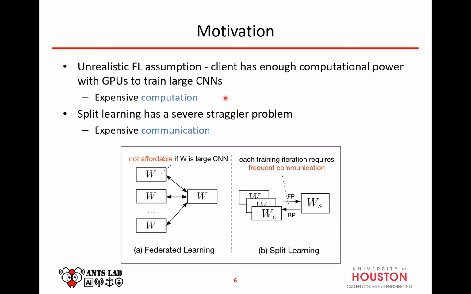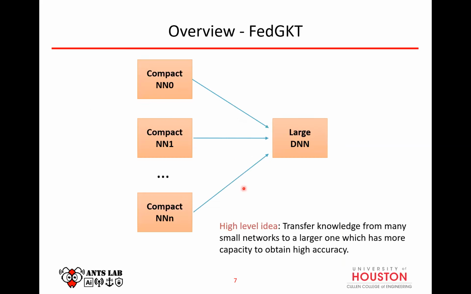So the computation is very expensive in federated learning if you use large neural networks. And the split learning, as explained, has a severe straggler problem. So the communication becomes expensive. Considering these two disadvantages, what the current paper does is try to take the advantages of these two methods and build FedGKT.